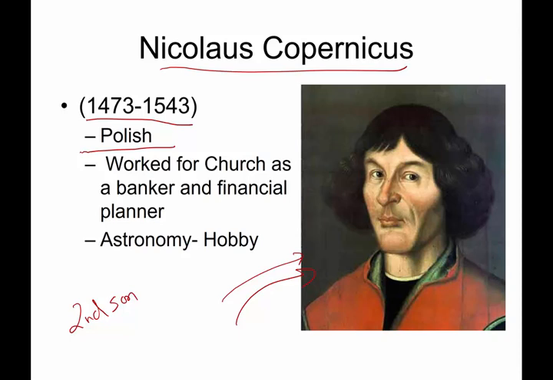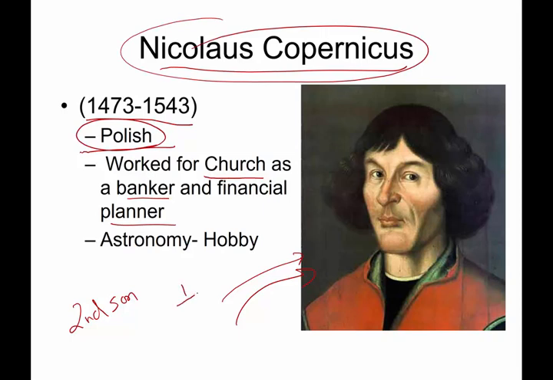He, as a young boy, was sent off to church schools, and eventually he worked for the Roman Catholic Church for his entire life as a banker. He was a financial planner, and he took care of the money for the Polish church. During his education, Copernicus was sent to Italy, the home of the Catholic Church, and there he studied many things. One of the many things he studied was astronomy. Now, astronomy had nothing to do with his job, but it became a hobby. And he would look at the stars and chart their motion night after night after night.